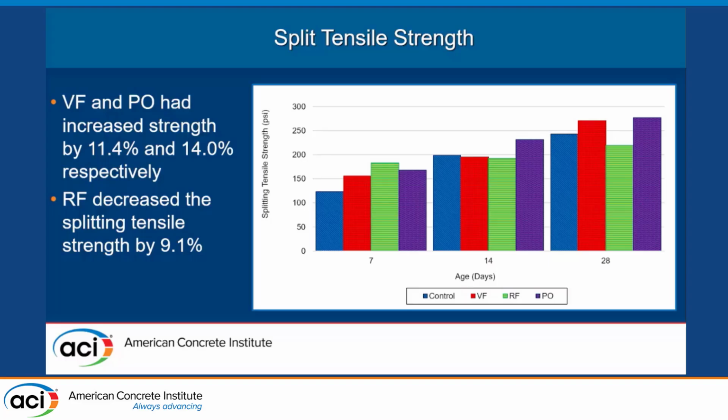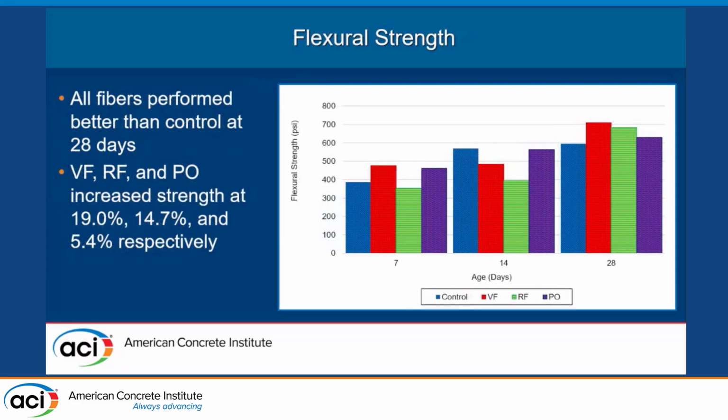But the story starts changing when we get to what we care about the most, which is flexural strength or the modulus of rupture. We're going to see that it's going to exhibit the second highest modulus of rupture. And it's doing better than the polyfin fibers.